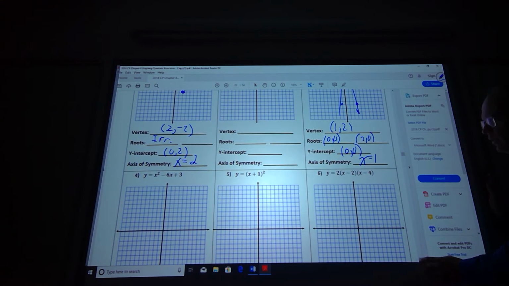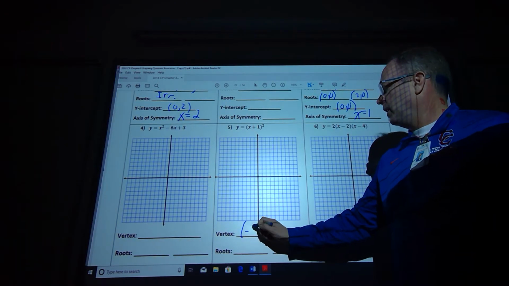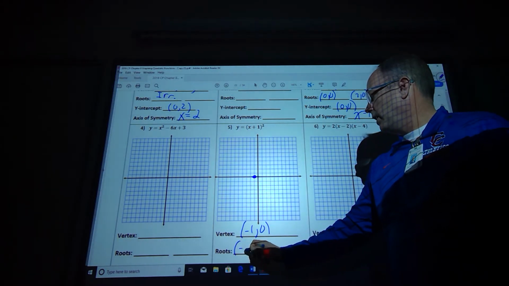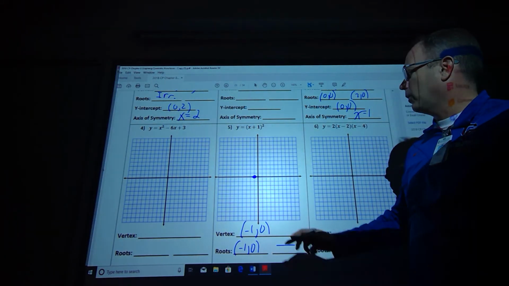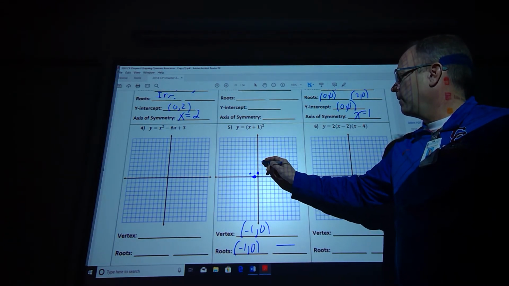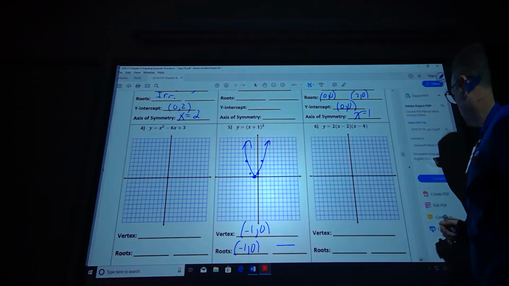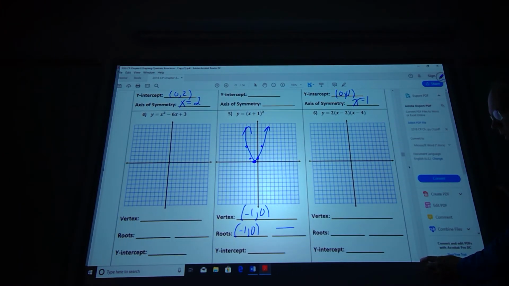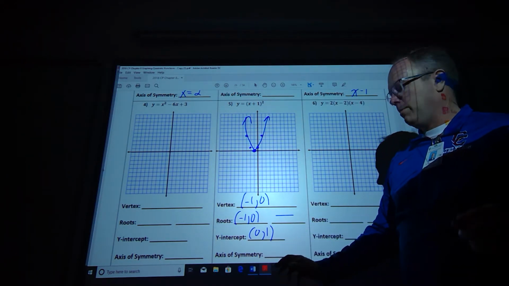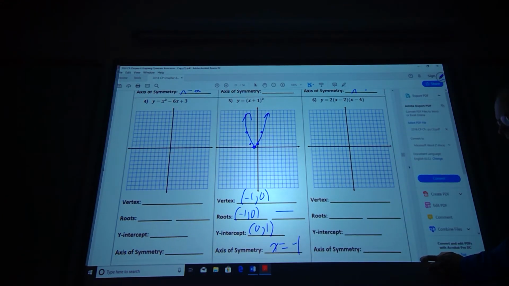Number 5, it looks like it's in vertex form. It's shifted left 1. So my vertex is going to be at negative 1, 0, which is here. So that's also going to be a root, negative 1, 0. We don't have a second root. It's going to go right one up 1, left one up 1, right one up 3, left one up 3. And it doesn't have a second root because it's bouncing off. Looks like my y-intercept is going to be 0, 1. My axis of symmetry, remember, it's always x equals the x component of your vertex.